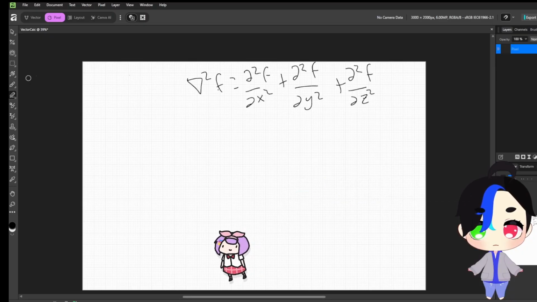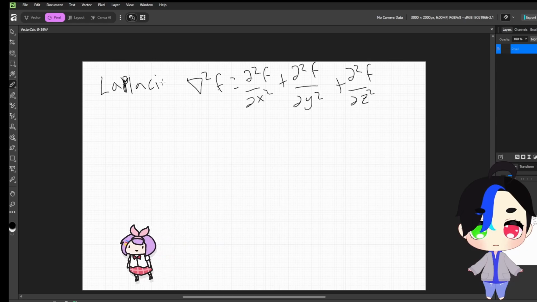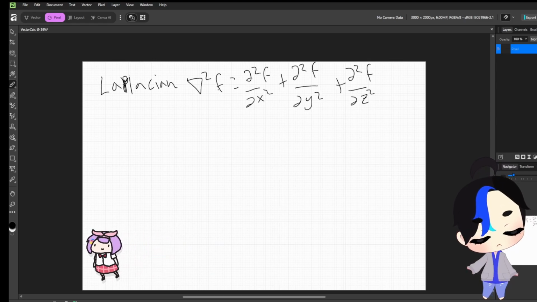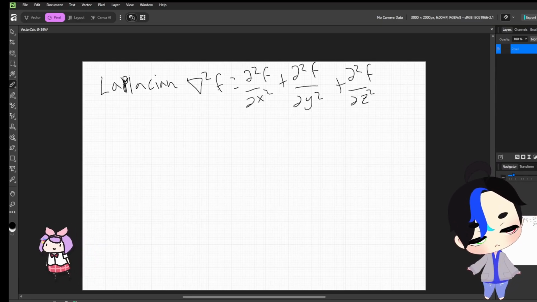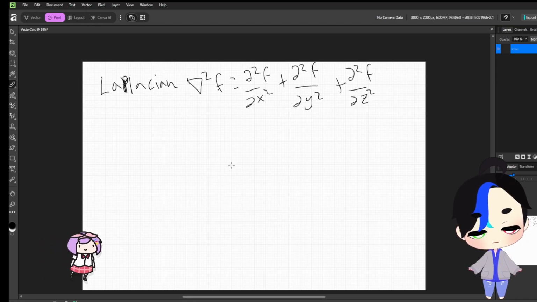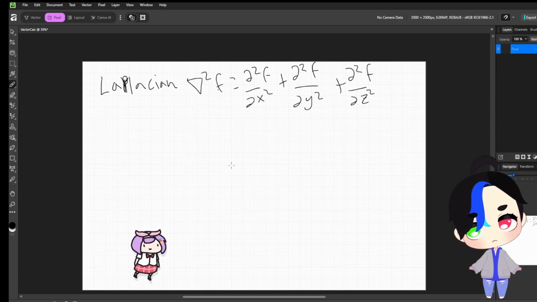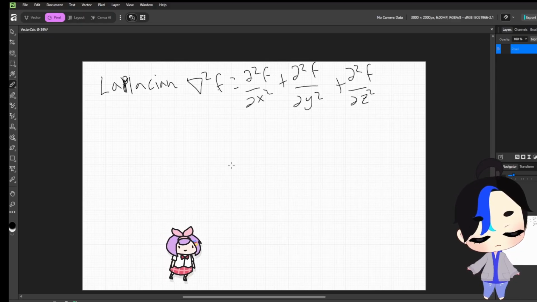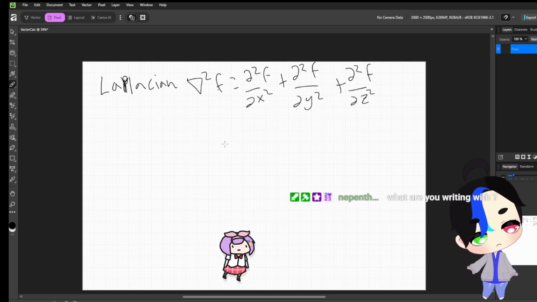That is the Laplacian. And so that tells us the rate of change of the first derivative with respect to the different variables. This one's a bit more abstract to explain.